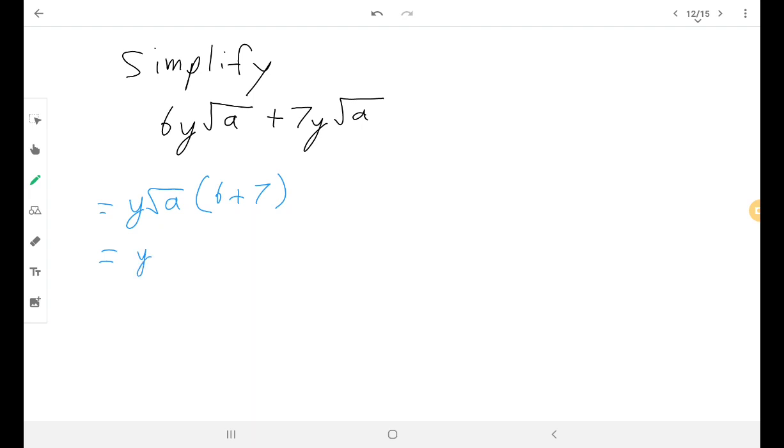And then that would be y times the square root of a times 13, which you would write as 13y times the square root of a. And there we have it. I'll pause for a moment, give you a second to look at that.